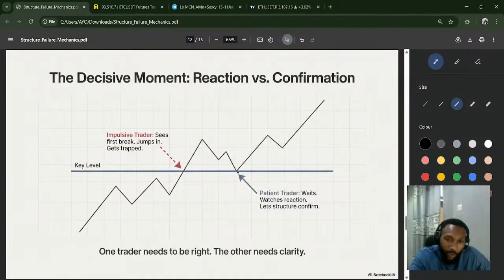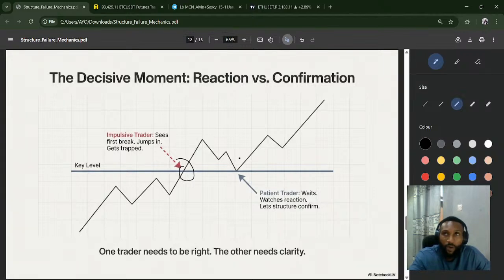Basically, we are waiting for a pullback. Let it fall back to a point of interest, an area of interest, whatever you want to call it. You wait for a confirmatory entry. Wait for confirmation. The impulsive trader just sees the move going up and jumps in. Not nice. So we need to be patient.